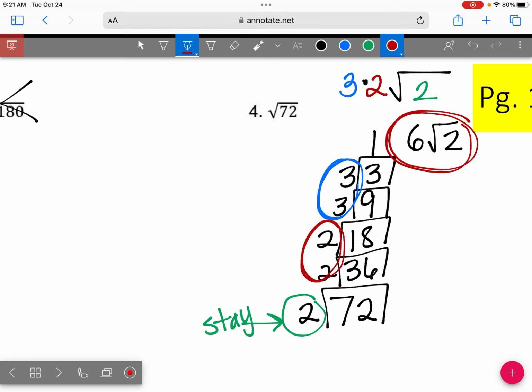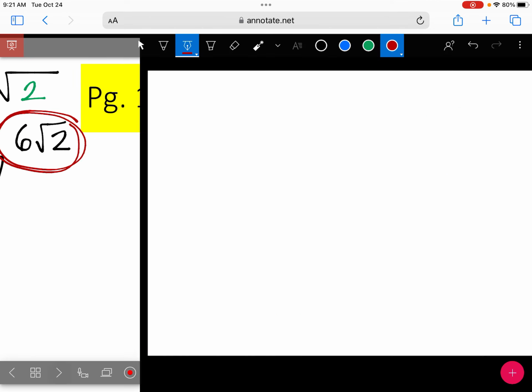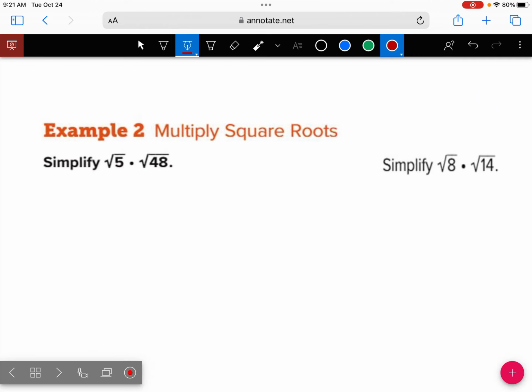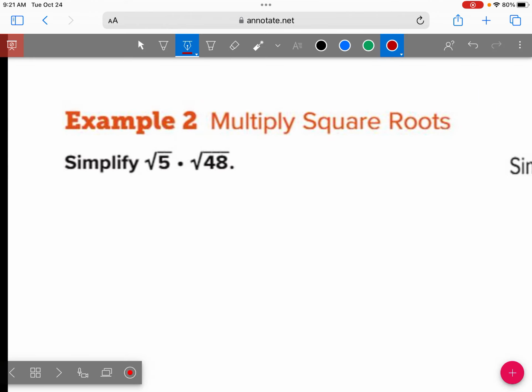All right, so the last thing we're going to talk about today is operations. So let's look at number 16. What we're going to do before we build our cake is multiply it. So pick up your calculators, take 5 times 48. And what is 5 times 48? 240.